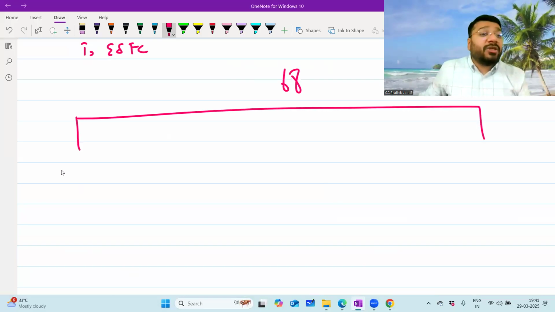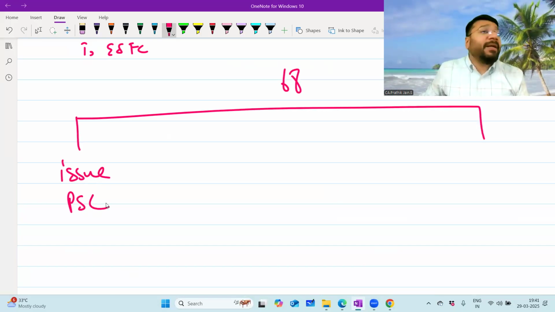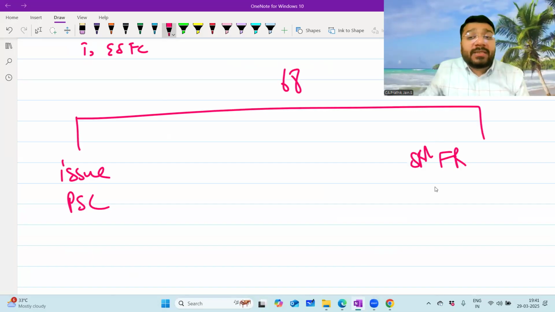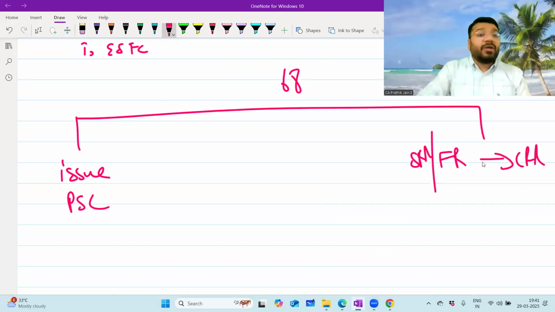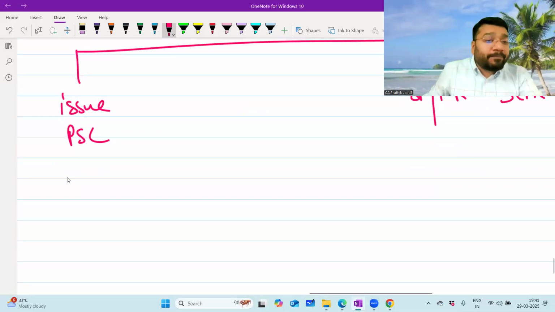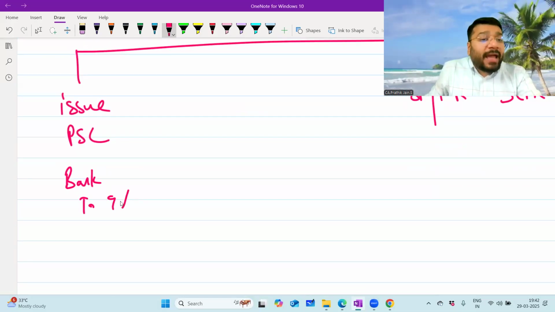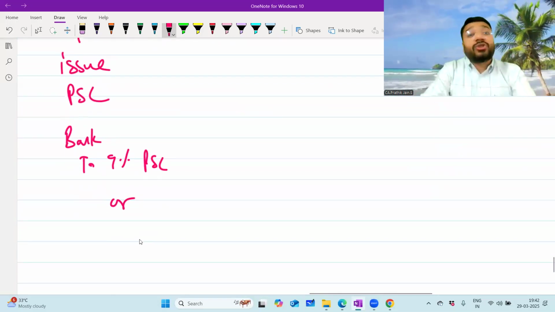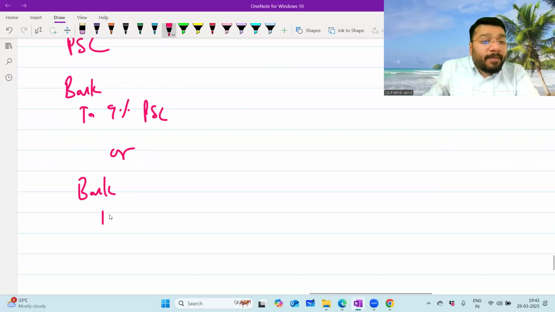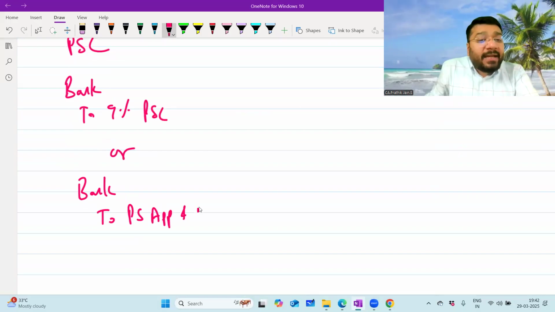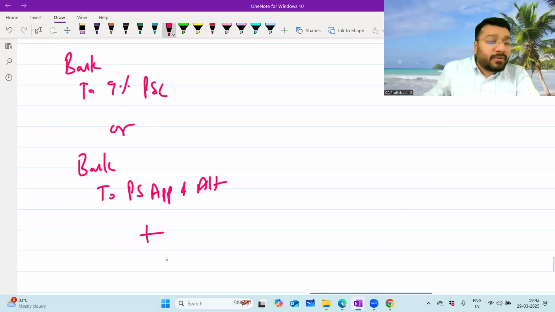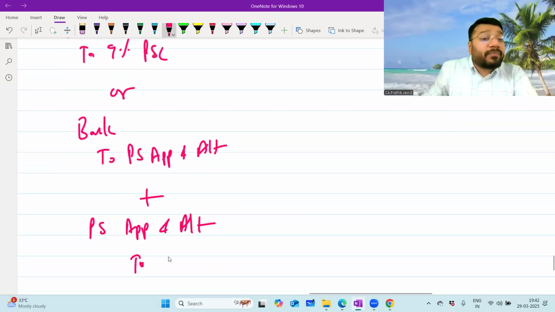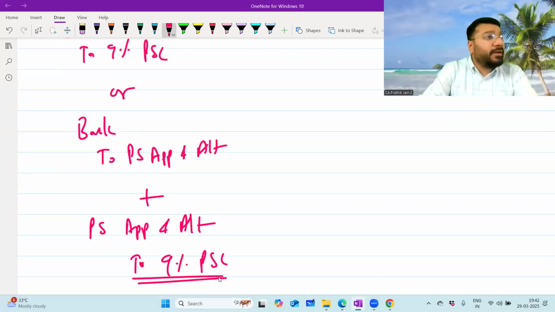Two options. First, you can issue preference share capital to keep the capital intact. Or second, you can transfer from security premium reserve and free reserve to CRR. So when I'm issuing the preference share capital, what is the entry? Bank account debit to 9% preference share capital, let's suppose. Sometimes ICAI will not pass the combined entry, they'll pass the individual entry. So what is the individual entry? Bank to preference share application and allotment. And then, preference share application allotment account debit to 9% preference share capital.